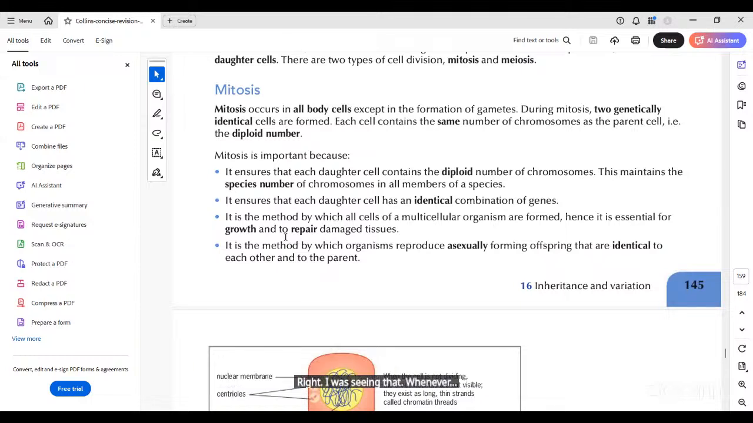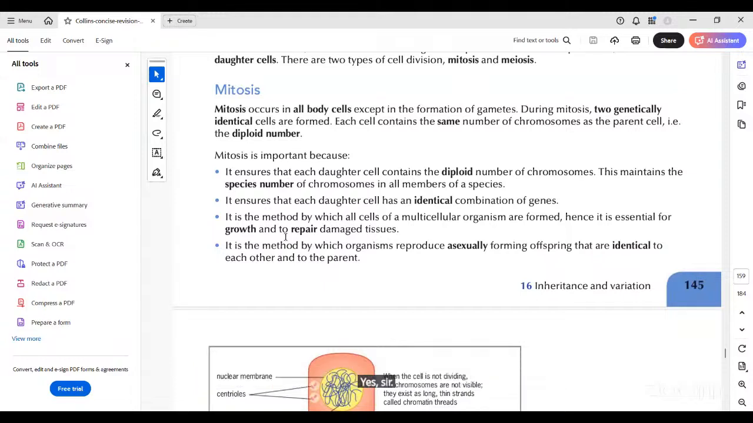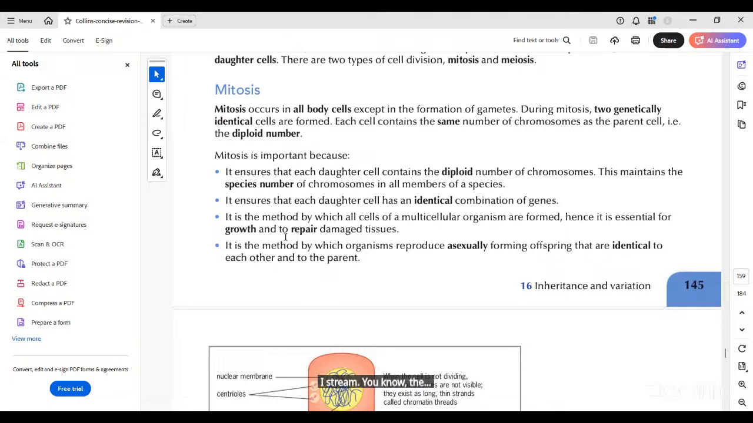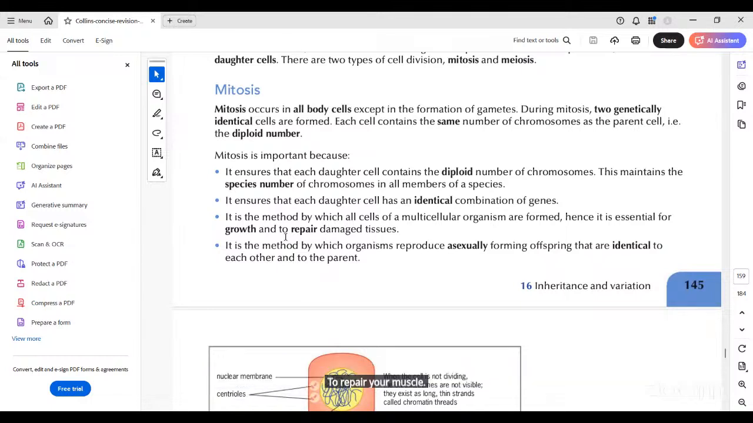Whenever you are exercising, is anybody an athlete here or playing sports? What did you used to play? Netball. Track and field. Have you ever experienced injury before? Yes, sir. And when you're injured, it means that your muscle is torn, or strained, or your tendons. In order for that to repair, it needs to recreate those exact cells to repair your muscle. So therefore, mitosis is needed for growth and repair.